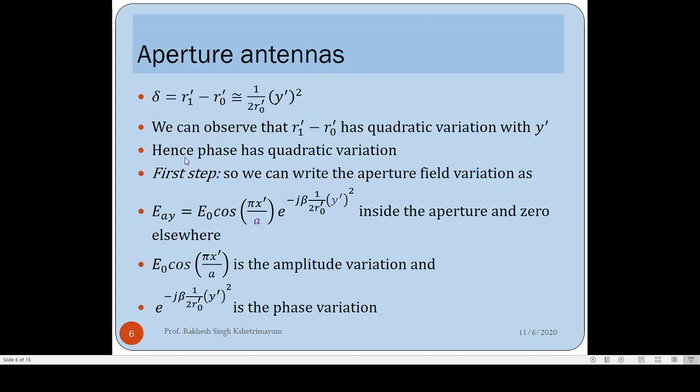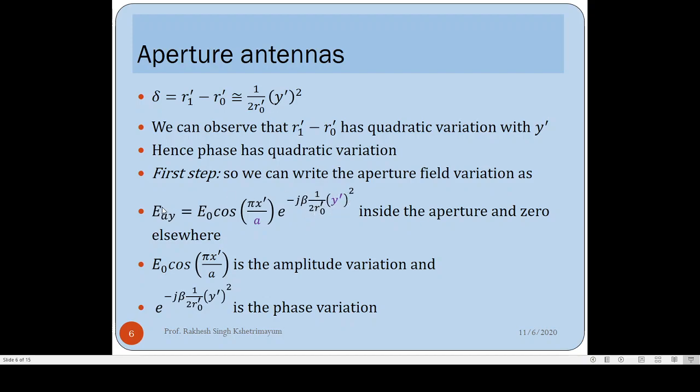So let us try to find out the fields radiated from this E-plane sectoral horn antenna. The first step is to write down the fields in the aperture. Field in the aperture will have only Y directed fields, and its variation with respect to x will be E naught cosine of pi x dash by A. And we also have this phase variation, exponential minus j beta delta. Delta was 1 by 2 R0 dash y dash whole square.